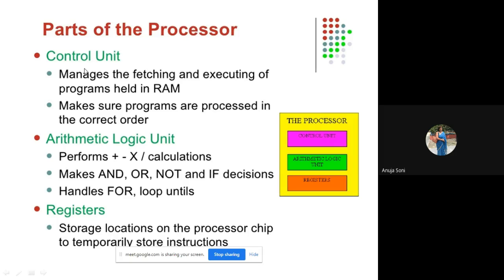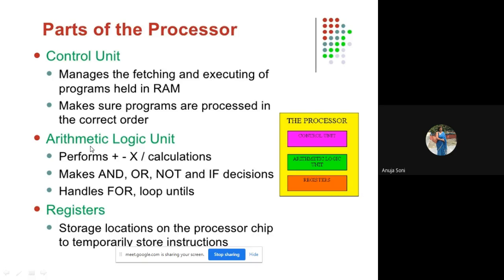What is the function of the control unit? It manages the fetching and executing of the programs held in RAM. It basically controls all the data which is being transmitted from one unit to another and makes sure that programs are processed in the correct order.